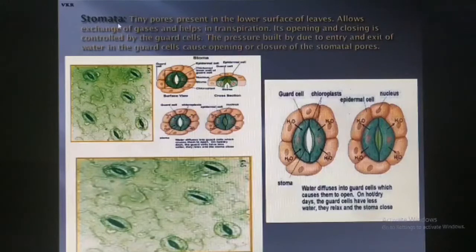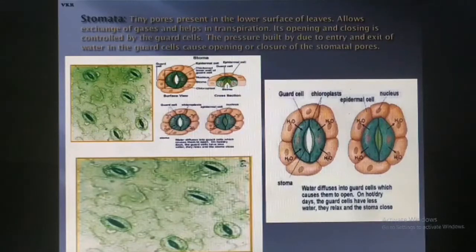They allow exchange of gases and help in transpiration. What is transpiration? In the class 7 concept we recall that transpiration is a process by which leaves release water vapor through the stomata. So that's what transpiration is. What is stomata made up of? Stomata is actually made up of certain parts. Let us check out.